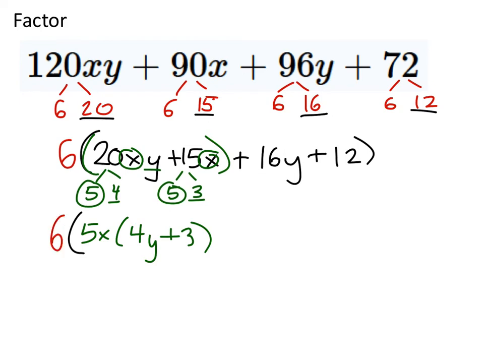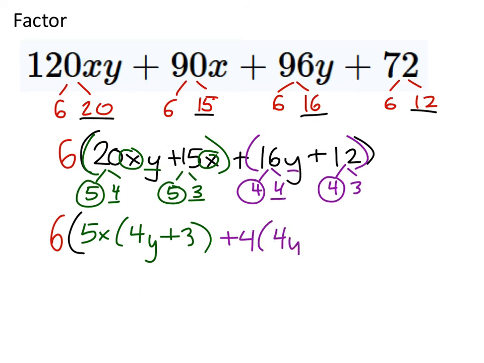Next up, let's look at the 16y and the 12. So 16 breaks up into 4 and 4. 12 breaks up into 4 and 3. So I've got a 4 that's common between these 2, and no letters. So I'm going to yank out that positive 4, and then inside the parentheses I've got the 4y and the 3. Now again, I didn't point it out this time, but notice these are the same, the 4y plus 3, right? Just like we've seen before.